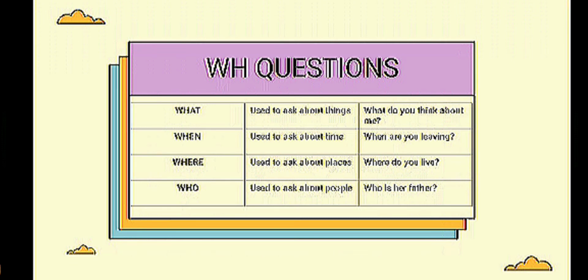WH question. What? Used to ask about things. What do you think about me? When? Used to ask about time. When are you leaving? Where? Used to ask about place. Where do you live? Who? Used to ask about people. Who is your father?